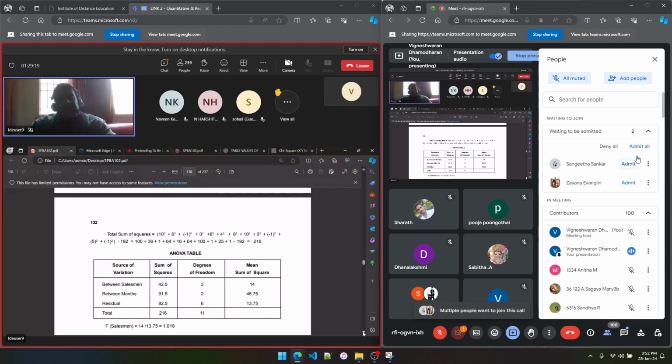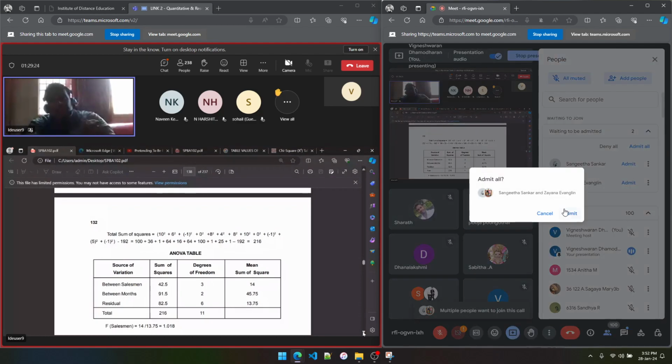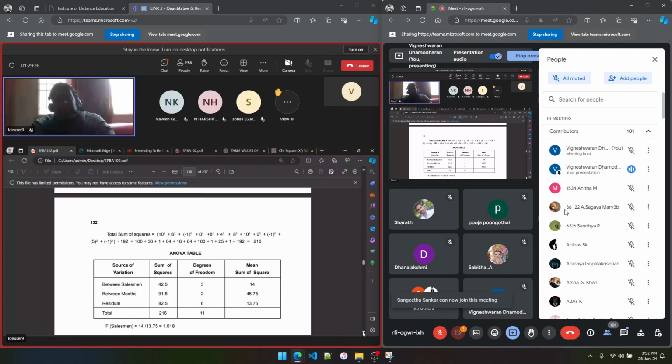Mean sum of square. That is 14, 45.75, and then 13.75. 42.5 is divided by 3, so that you will get 14. Then 91.5 is divided by 2, so that you will get 45.75. And at last 82.5 is divided by 6, then you will get 13.75.